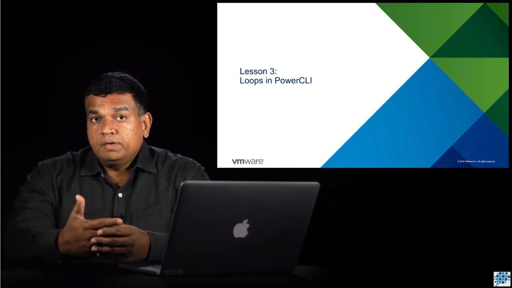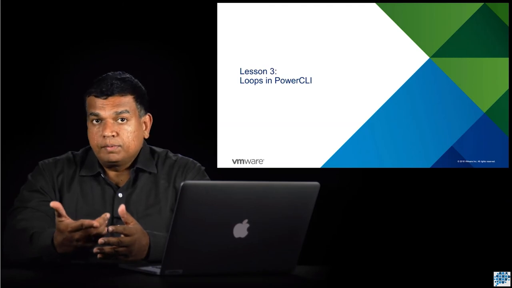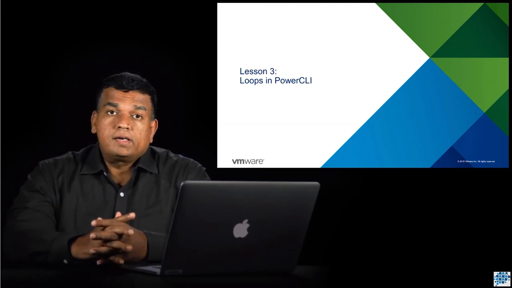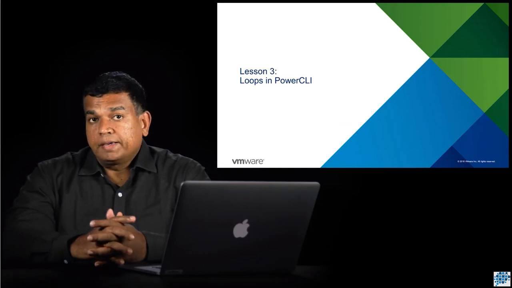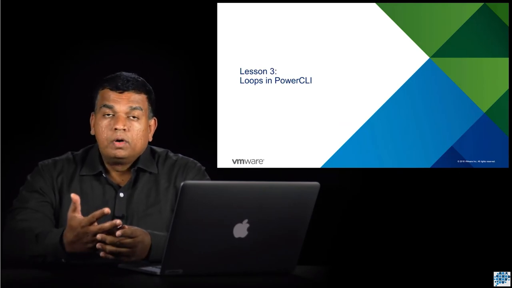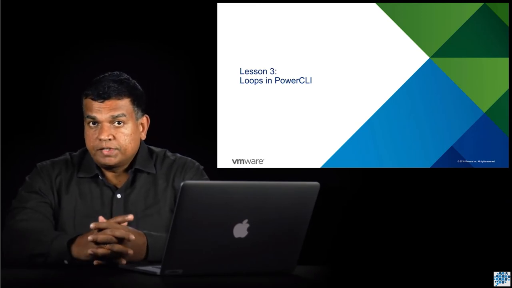So that is the primary function or the job of a loop, to make a task repeatable. PowerCLI, like any other programming language, has a number of different kinds of loops, like the while loop, the for loop, or the foreach loop. So let's take a look at some of these loops here.